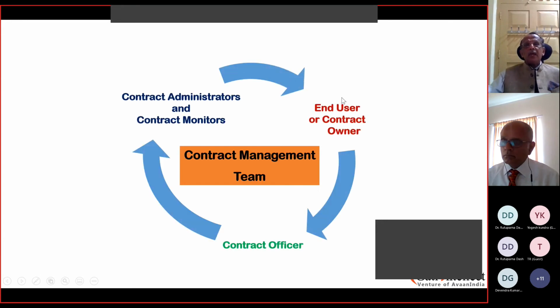Right, now let's look at a contract management team. How does it look? There are contract administrators and contract monitors, and we will see very soon the role of each of these people. Then there is the contract officer and then the end user or contract owner. So they are all part and parcel of the contract management team.